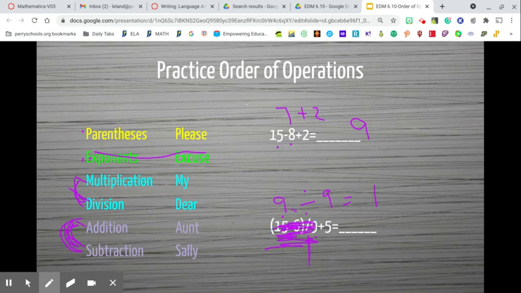I'm going to go from left to right. 1 plus 5 is 6. This problem, the quantity of 15 minus 6 divided by 9 plus 5, equals 6. If you are following the order of operations, you'll be able to solve these. Let's look at some more.